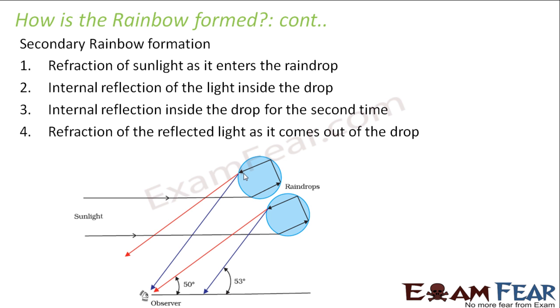And again, when it comes out of the drop, refraction takes place, as again there is a change in medium. So the rest remains the same. It is just that in case of a secondary rainbow, the sunlight enters the drop in such a way that it strikes the boundary of the drop twice and bounces back. So internal reflection inside the drop takes place twice. That is the only difference. So I hope you are able to understand when a rainbow is formed, why it is formed at that time, and how it is formed.